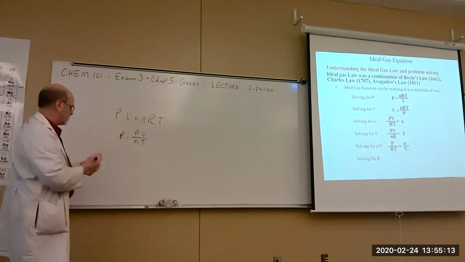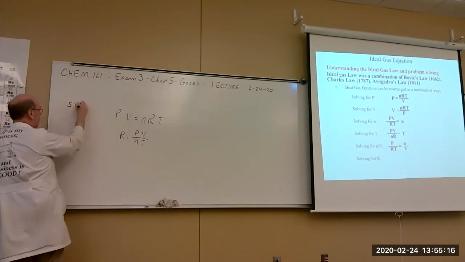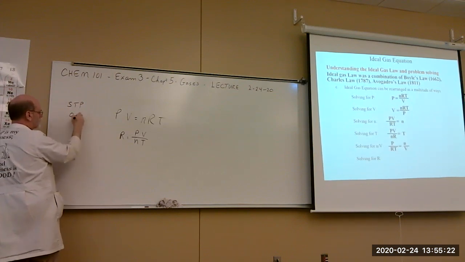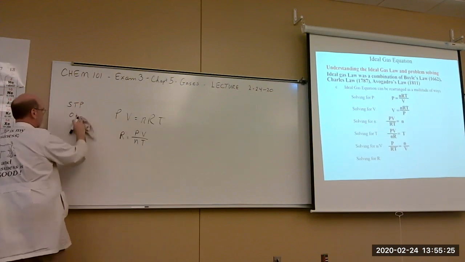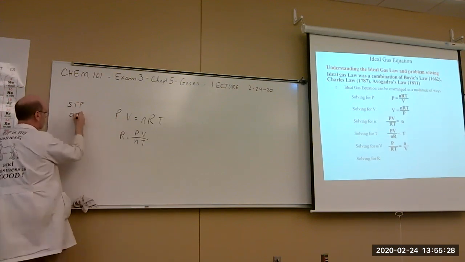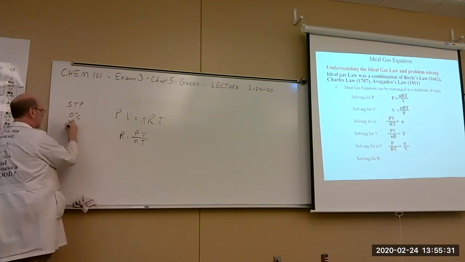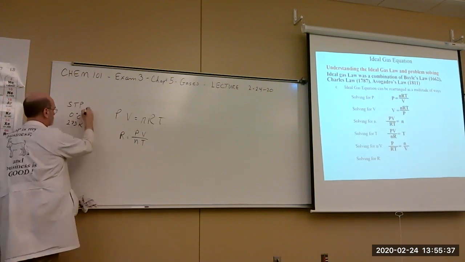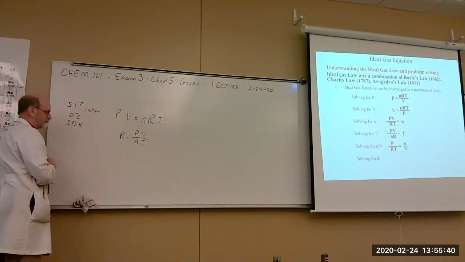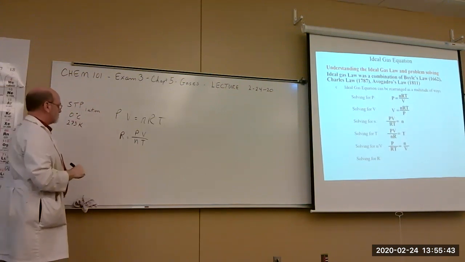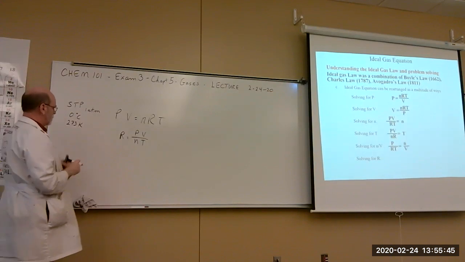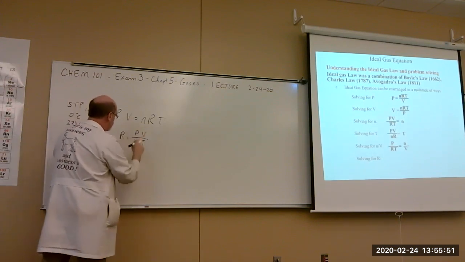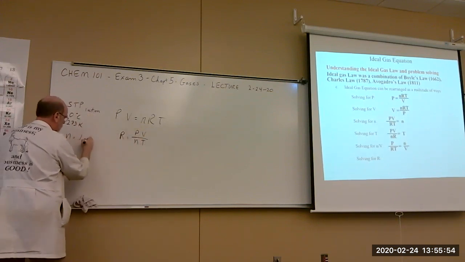So, what are we going to use? Well, for gases, standard temperature is 0 degrees Celsius, which means 273 K. Standard pressure is 1 atmosphere. Okay? Under these conditions, N is also standardized at 1 mole.